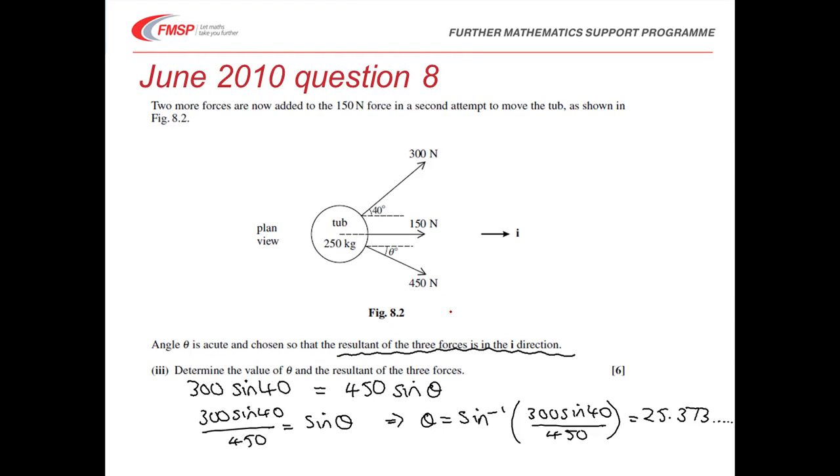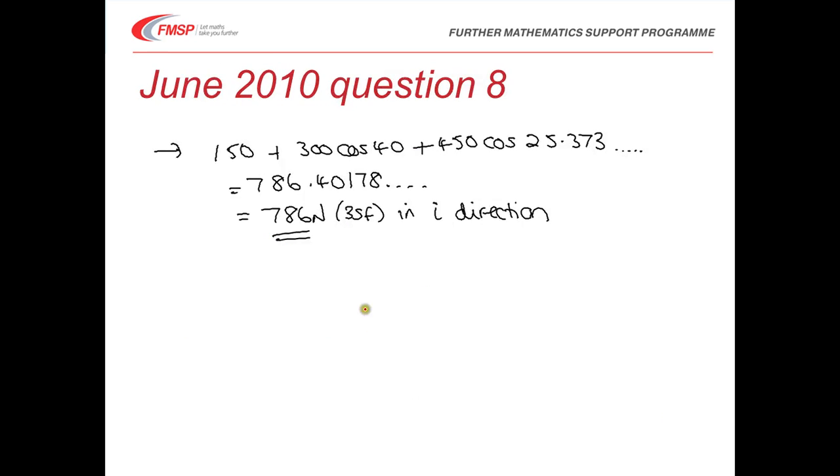Moving on to part 3, we have a method mark for writing down that these 2 components of the forces, left and right, would be equal. And then you get an independent method mark for getting either of those 2 correct, so either the one on the left or the one on the right, and then you get an accuracy mark for getting round to the final angle. So that's the first 3 marks. Moving on to the next page, we get a method mark again for attempting to resolve the forces in the I direction. You get an accuracy mark if you get at least one of those 2 resolutions correct, and then an accuracy mark for getting down to the correct final answer there.